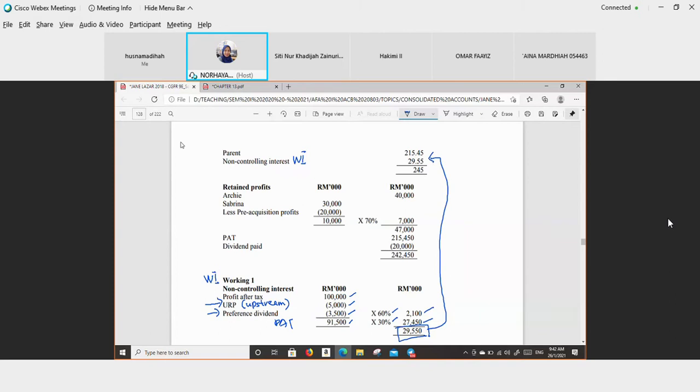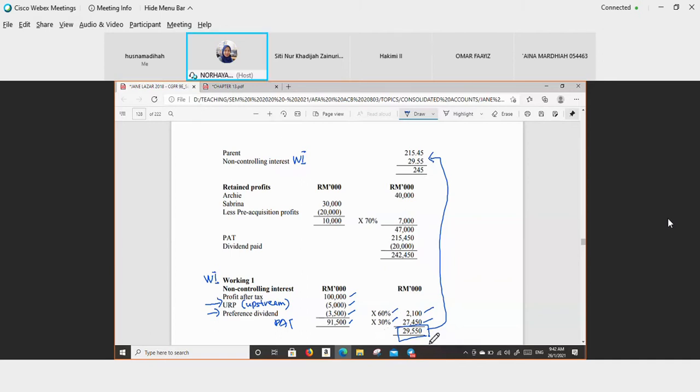You don't need to calculate how you got this. There is a way to calculate it, but no need. It's quite easy for you to work backward. From the total profit after tax for the group, you take out the workings for the non-controlling interest. The balance goes to the parent.